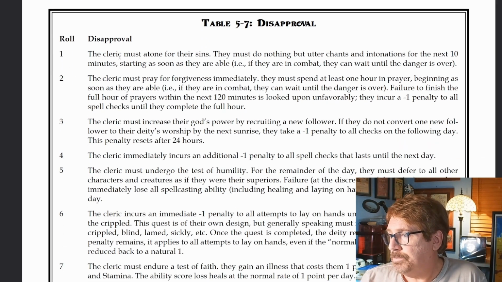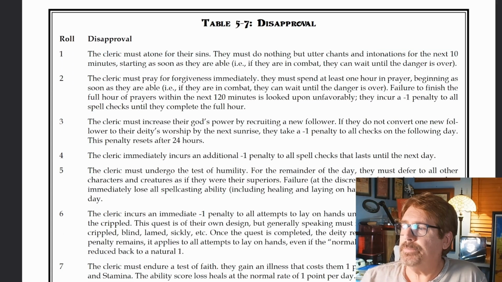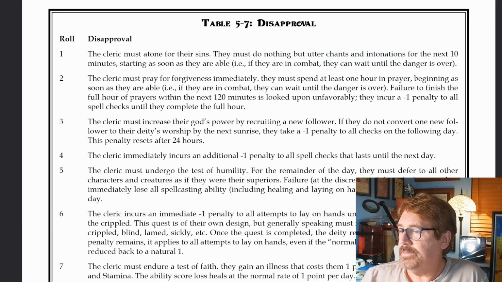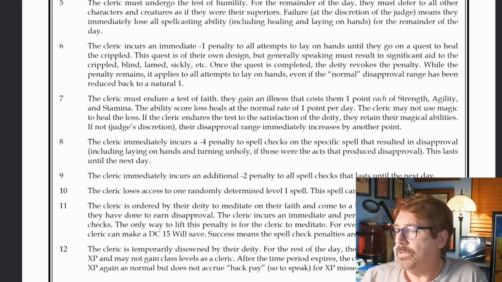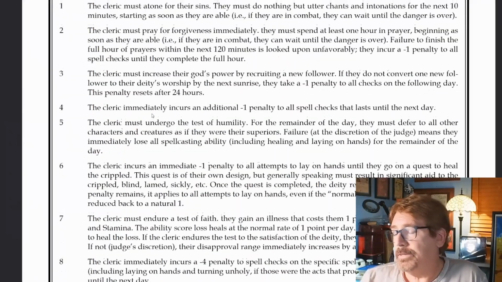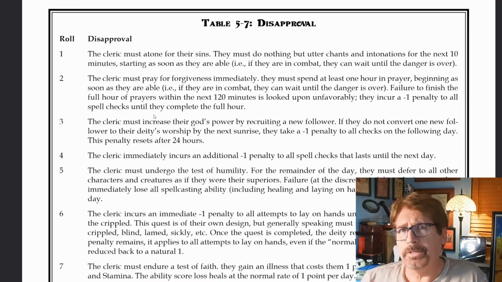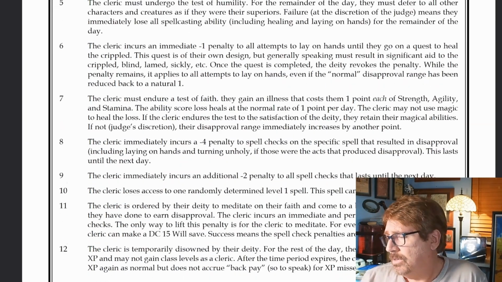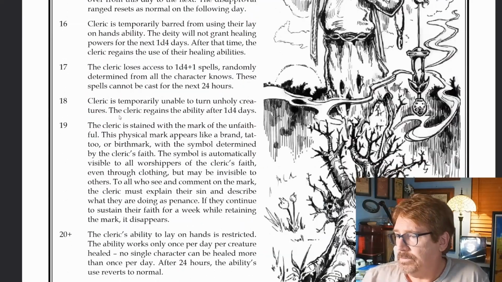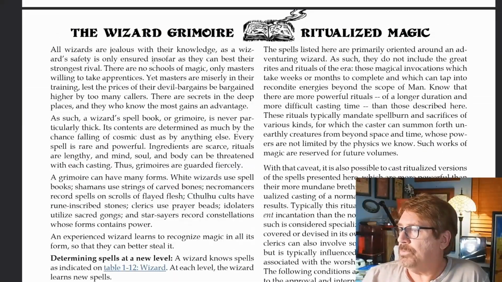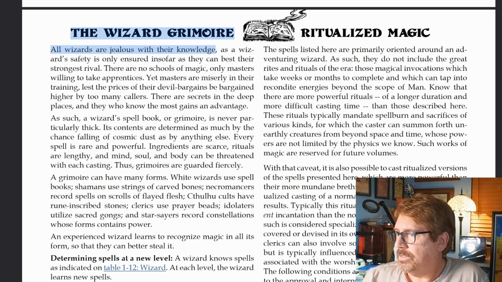But anyway, disapproval. The clerics must atone for their sins. So if the cleric does something bad, they've got a table for it. That's cool. I do the same thing, but I don't have a list of 12 things. I just role play it in the moment, tailored to the situation. Disapproval again. So there's 20 choices. The Wizard Grimoire, that's the Wizard Spellbook, and Ritualized Magic.